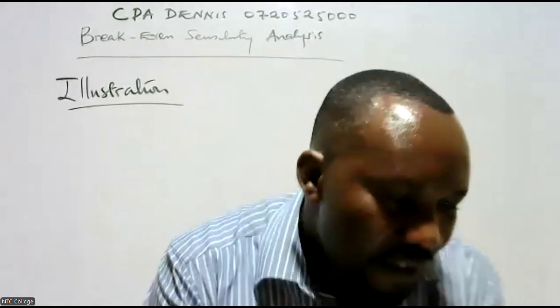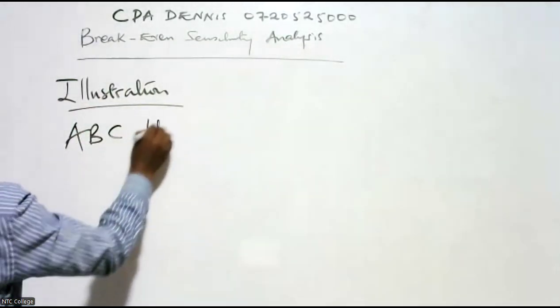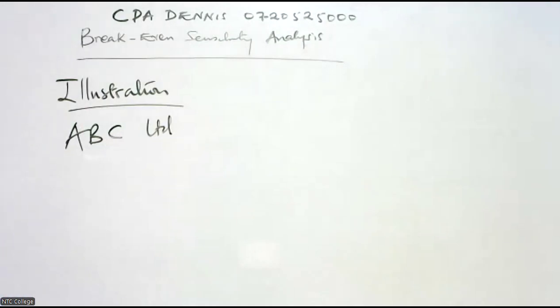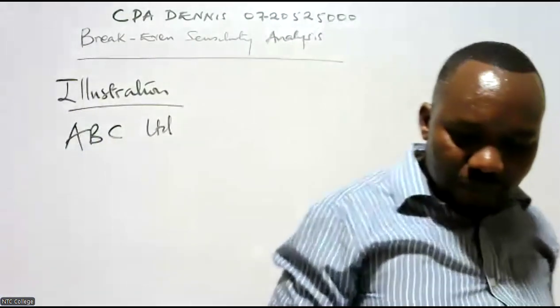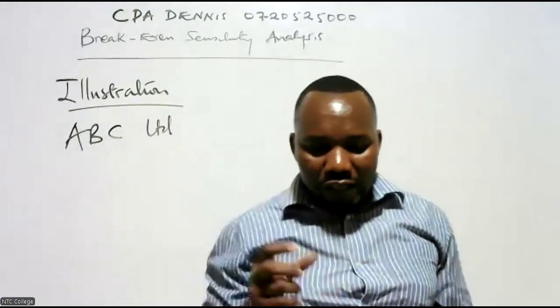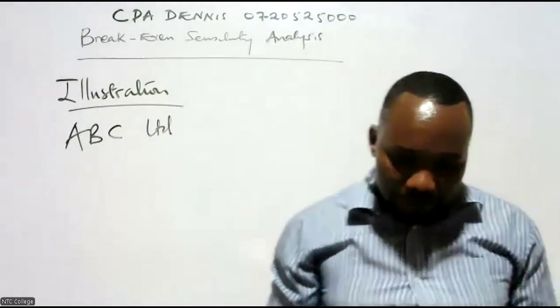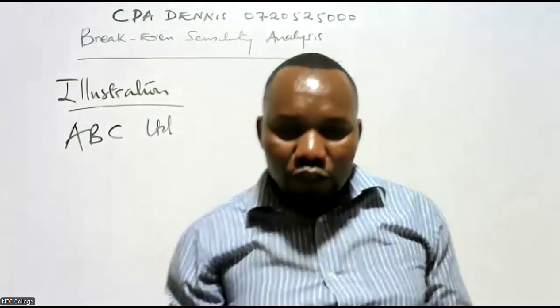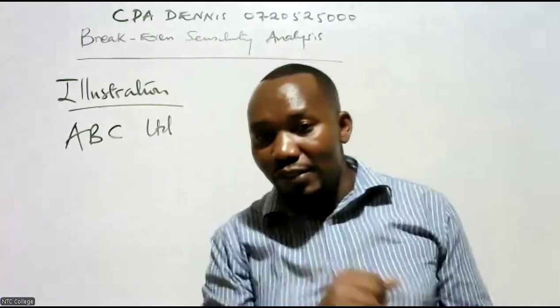ABC Limited wants to buy an equipment costing Kenya shillings 500,000.